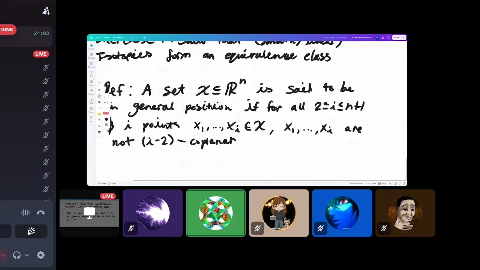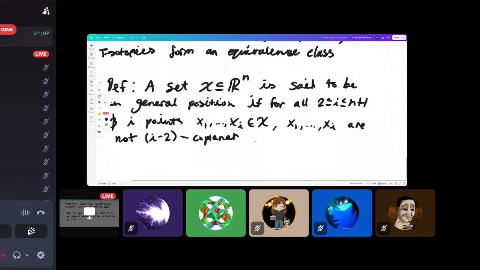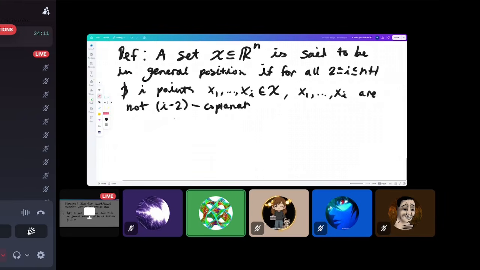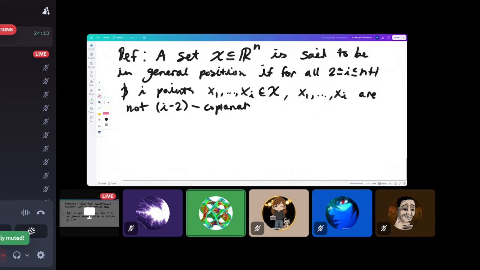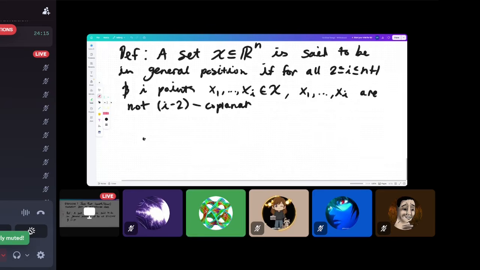So an example, for example in R2, of a non-coplanar set, or a non-general position set, would be points like this, this, and this. These all lie in a one-dimensional line. But they are in general position in R2 if we put them in something like this. That's what general position means.